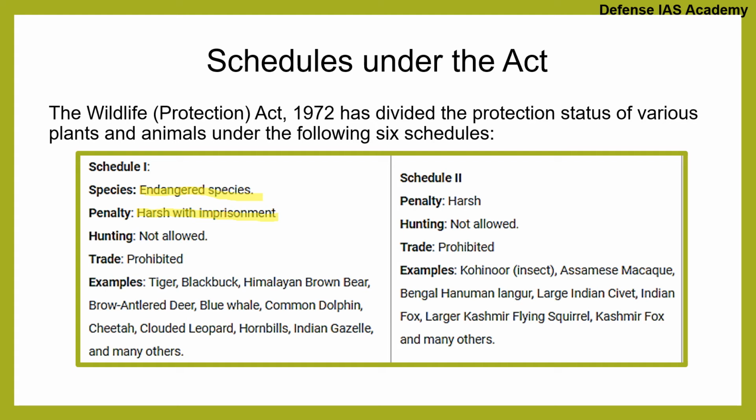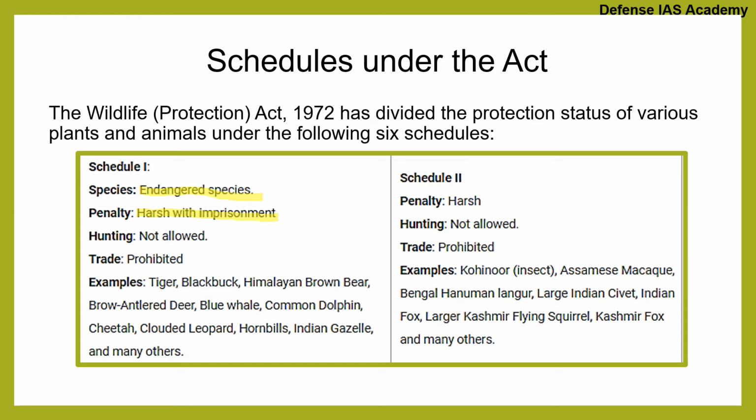Next is our Schedule 2. So the animals that come under this list are also given high protection with a prohibition on their trade, and they cannot be hunted unless they are a threat to human life, or they are suffering from any disease that cannot be recovered from. So the penalty is very harsh if you hunt an animal that comes under this category. Hunting is strictly not allowed.